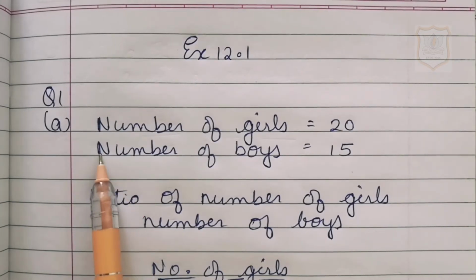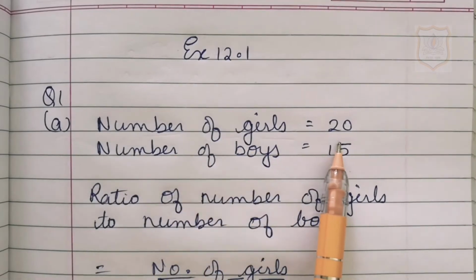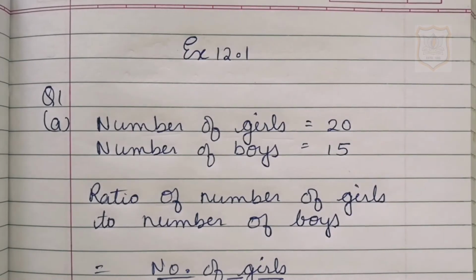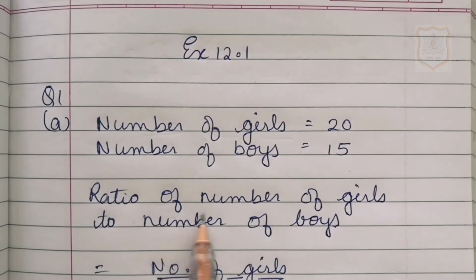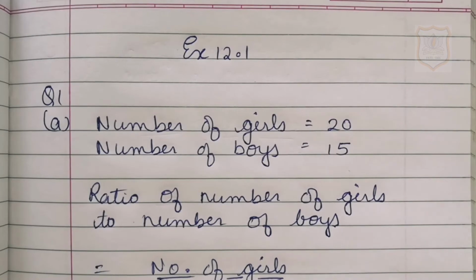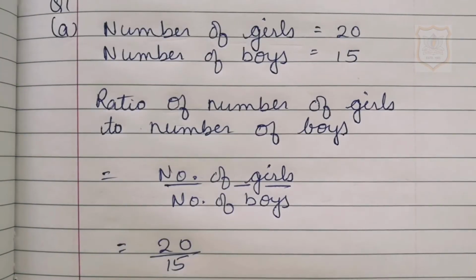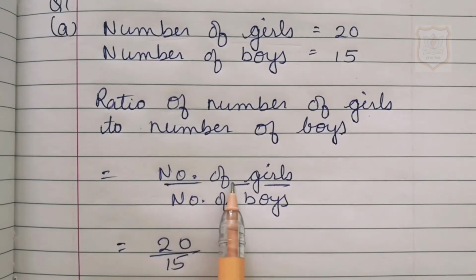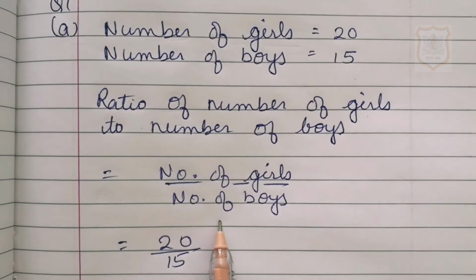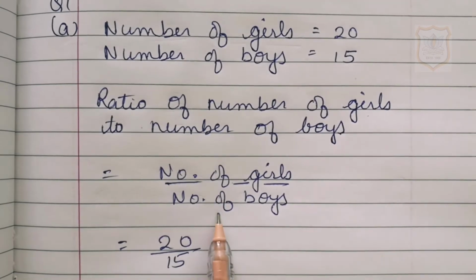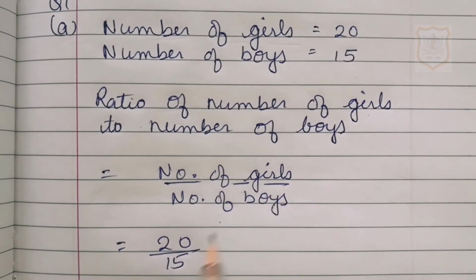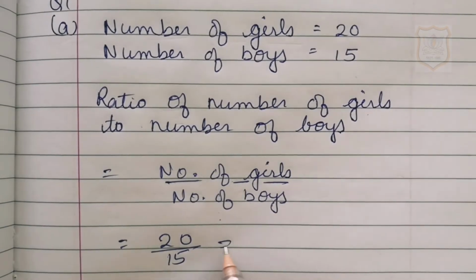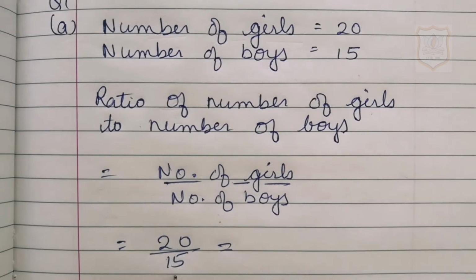Here number of girls is equal to 20 and number of boys is equal to 15, as given in the question. In A part of question number 1, we have to find out the ratio of number of girls to the number of boys. So here, as number of girls is written first, as a numerator we will write number of girls and in the denominator we will write number of boys. So number of girls divided by number of boys. In the place of number of girls we will write 20 and in the place of number of boys we will write 15. Now we have to find out the simplest form of 20 by 15.